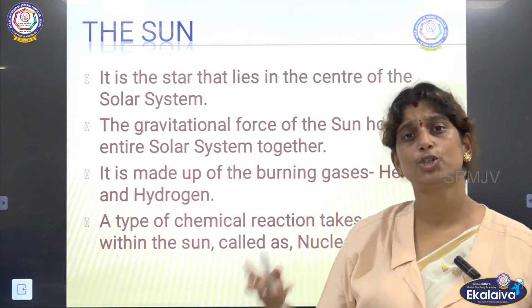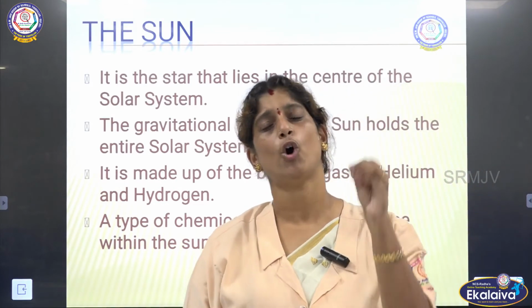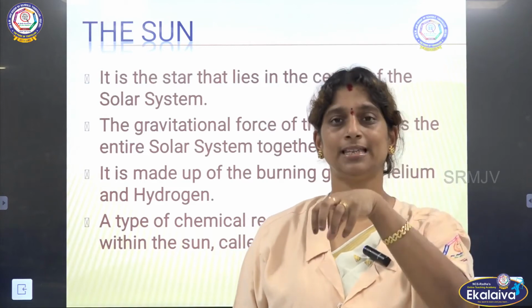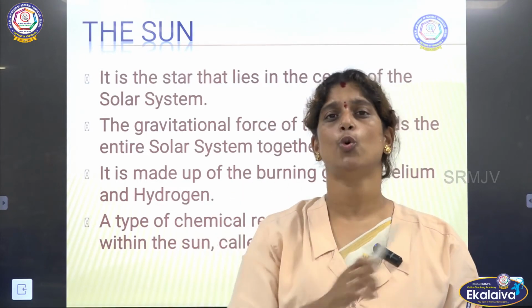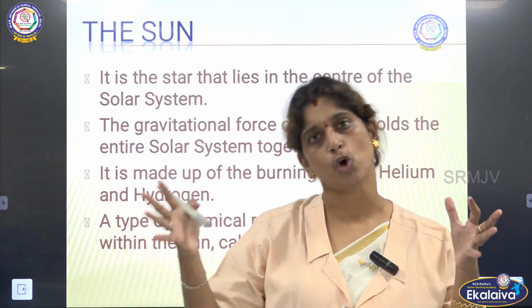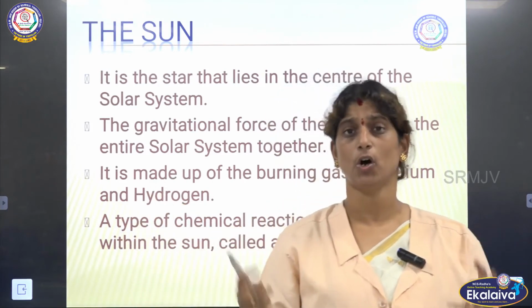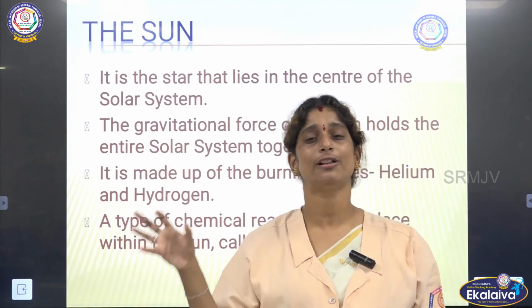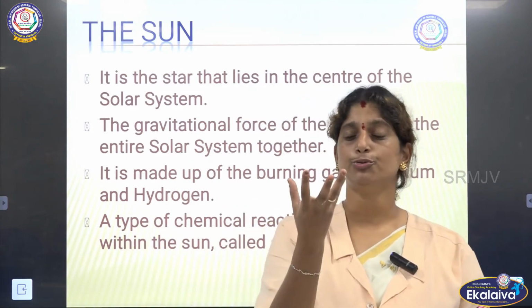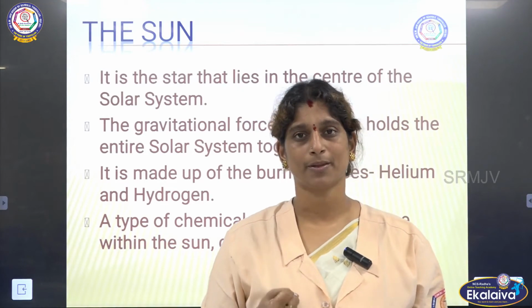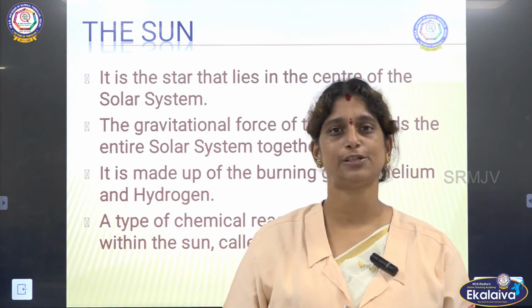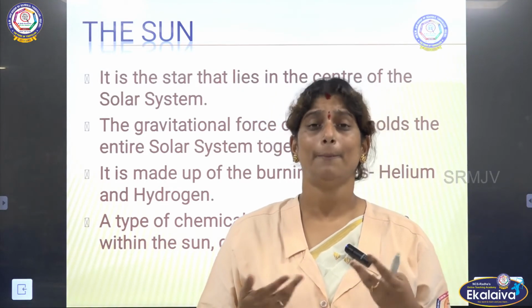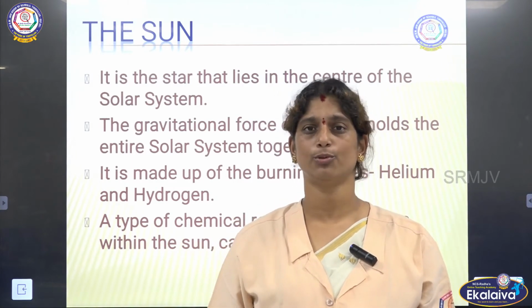Whatever picture you see of the solar system, you would have always seen the sun in the center, with 8 planets going around the sun. That is how it has always been shown. Why is it like that? Because there is a very high gravitational force. Gravitational force helps to hold things together. We are standing on the surface of the earth. Why? How? Because there is a gravitational force on the earth's surface.